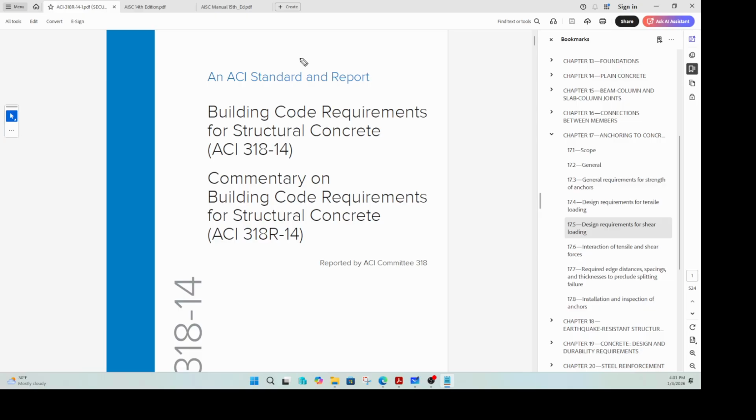So chapter 17, again, we are talking about ACI code here. Chapter 17, this is anchoring into concrete, right? Three main sections. This section here, 17.3, talks about general requirements of strength of anchors, and it has strength reduction factors and all that. And it will also talk about different limit states. We covered all those limit states in the previous video. This video is all about a worked out example.